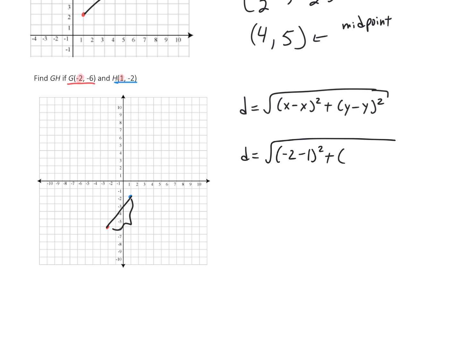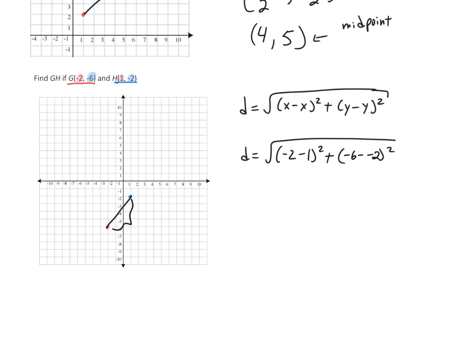Squared plus, now I've got to do my y's. So once again, y's. We'll highlight the y's in blue, which are -6 and -2. So I will write -6 minus -2.